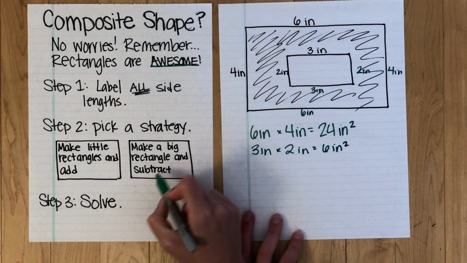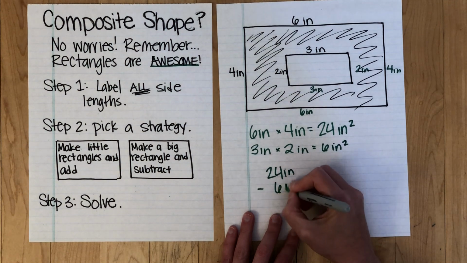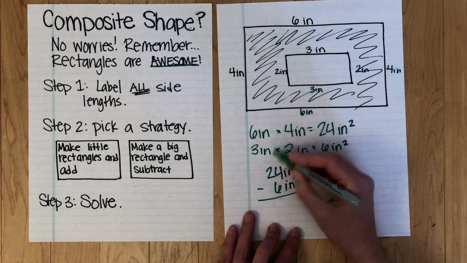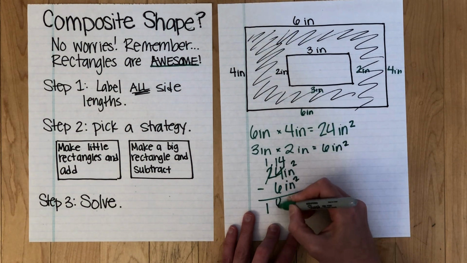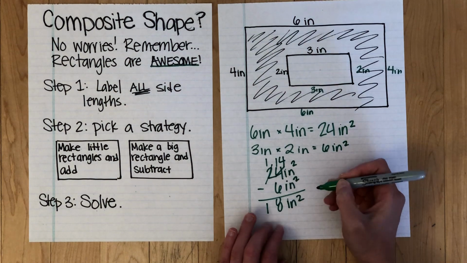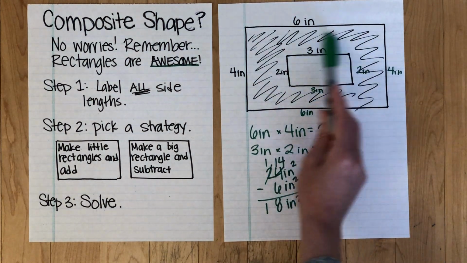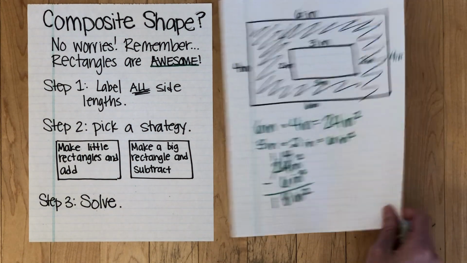Make a big rectangle and subtract. All right, 24 inches squared minus 6 inches squared is 18 inches squared, or 18 square inches. So the area of my shaded part is 18 square inches.